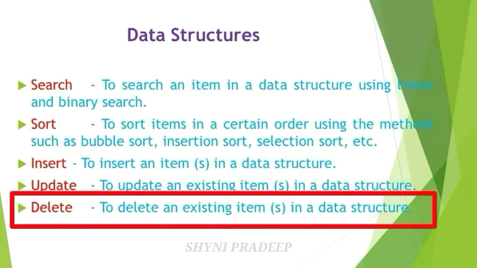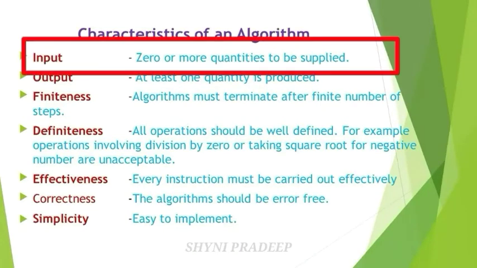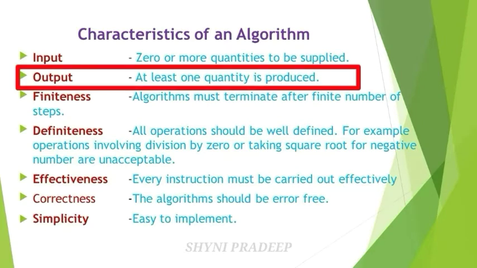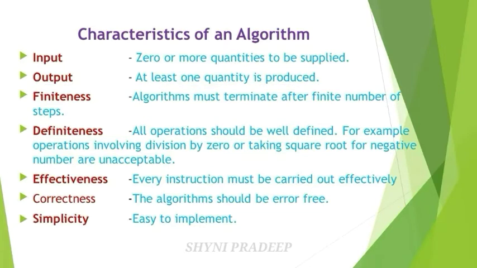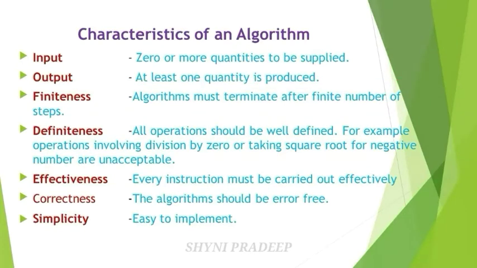Next, let us see the characteristics of an algorithm. An algorithm should have the characteristic of input: it should have 0 or more quantities. Next is output. An algorithm should produce at least one quantity in the output. Next, finiteness. Finite means limited. The algorithm must terminate after a finite number of steps.